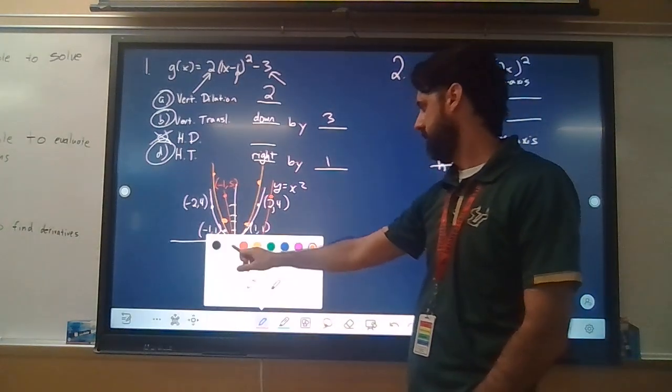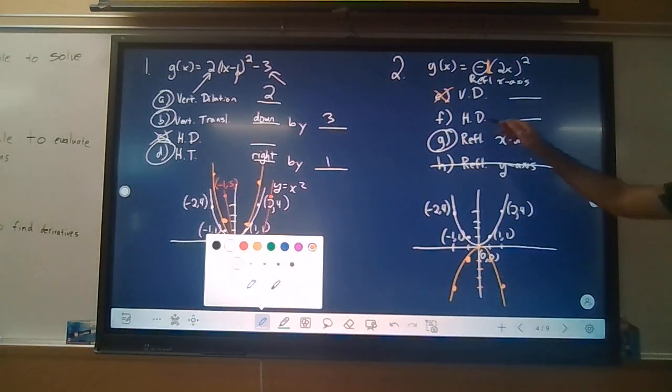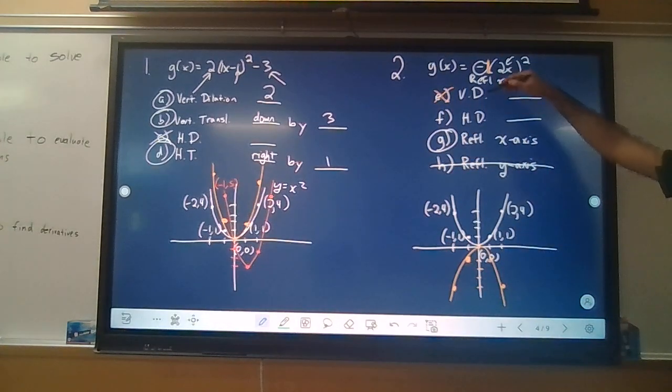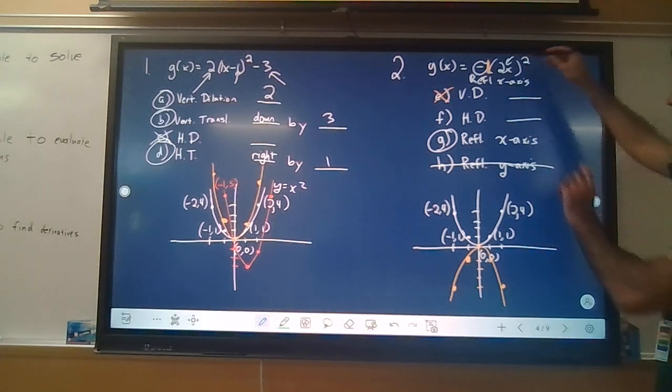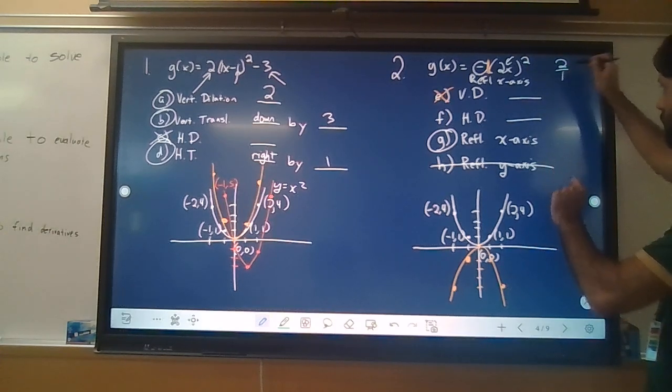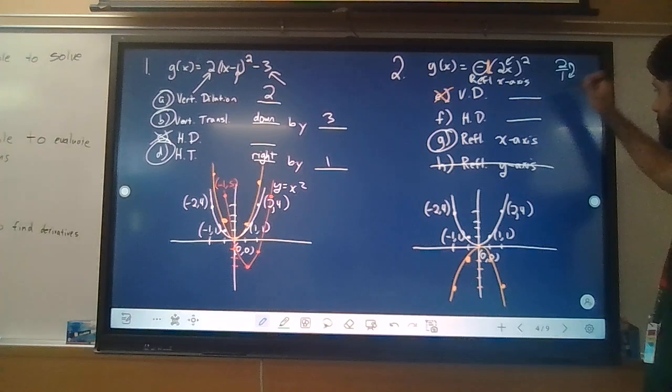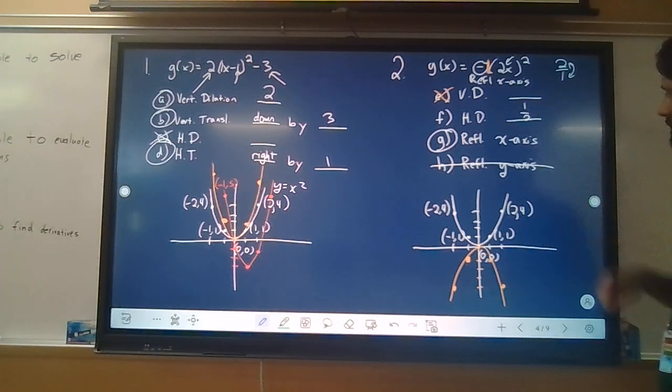All right, and then let's see, horizontal dilation. There is a number that's multiplied. Remember, dilation is always multiplying, and horizontal is inside the parentheses. So there's a horizontal dilation, but inside is always opposite. So we're actually going to flip. It was 2 over 1. We're going to flip it into 1 over 2.